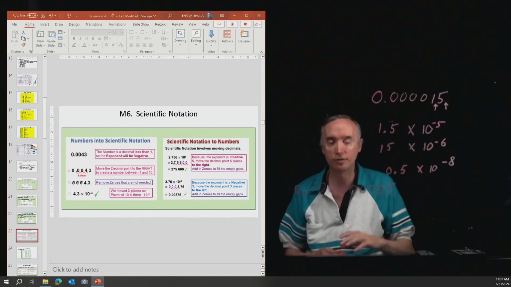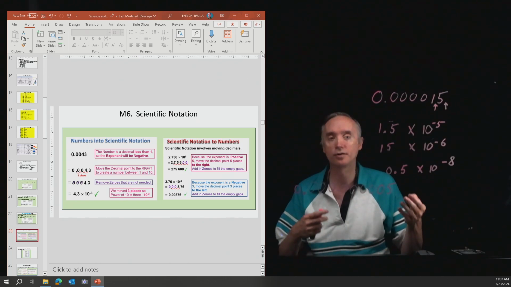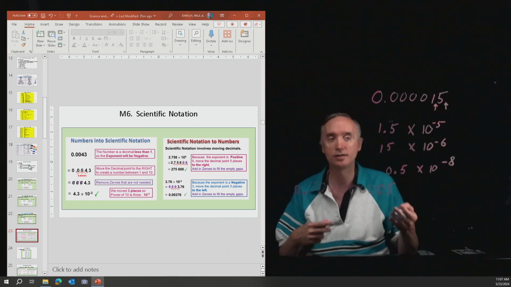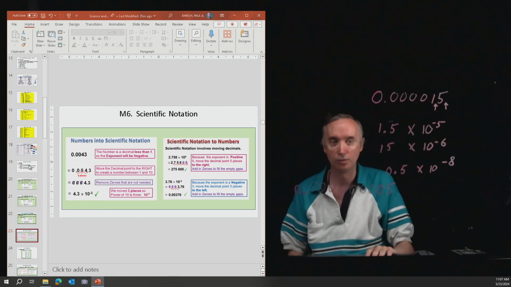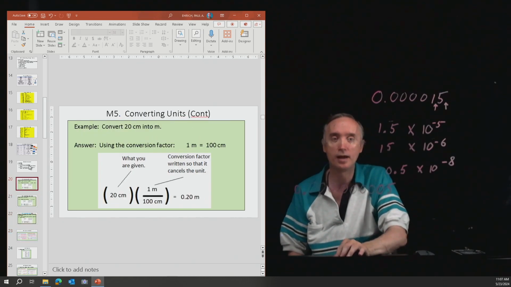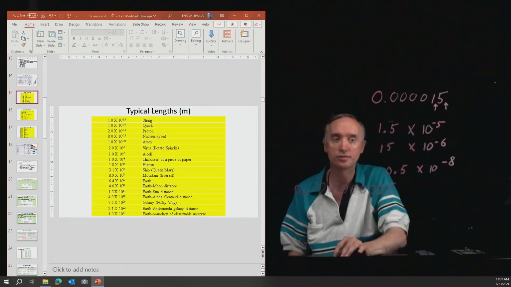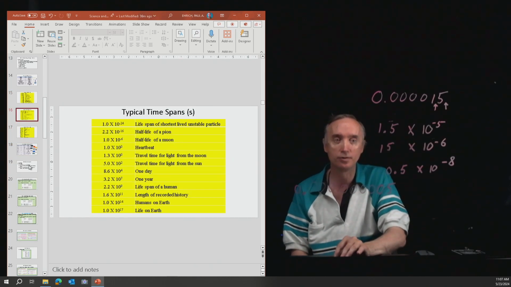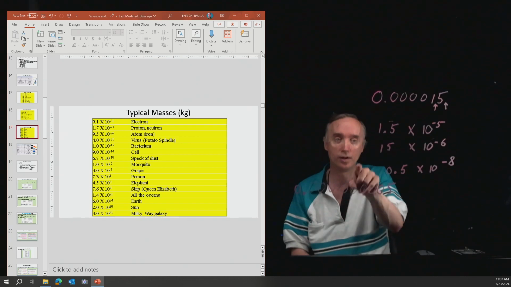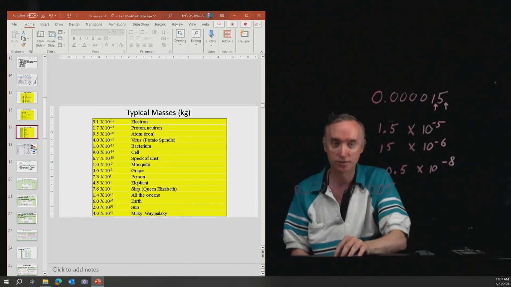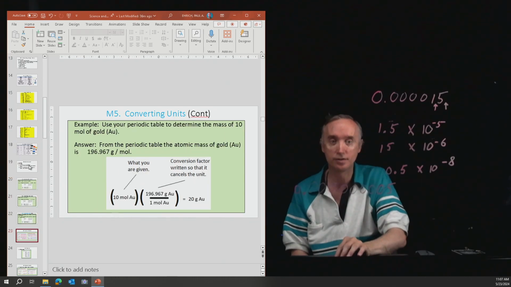So notice that there are 4 different things that you can do with scientific notation. Take a regular number that is big, convert it to scientific notation, take scientific notation, turn it back into a big number, and then these are the 2 things that you can do with the small numbers. So now, if you want, you can go back to any of these charts, typical lengths, typical time spans, typical masses, and now you should understand what that notation over there means. So that's now going to be given to you in scientific notation.